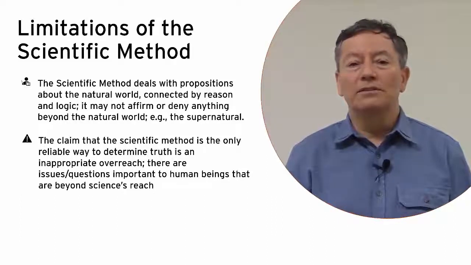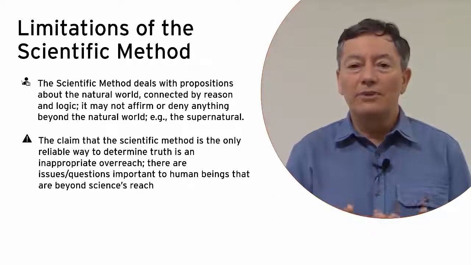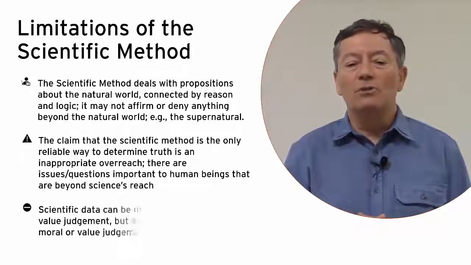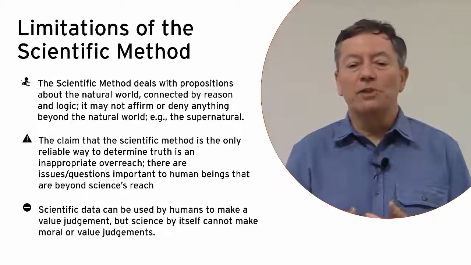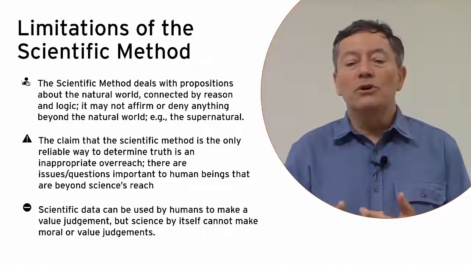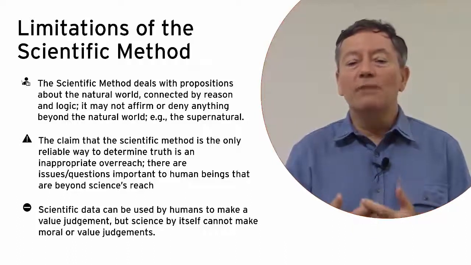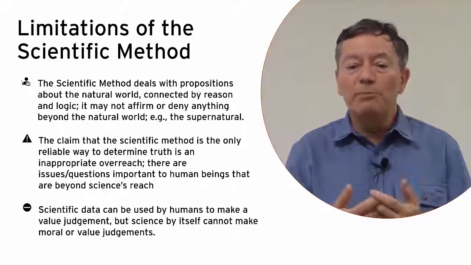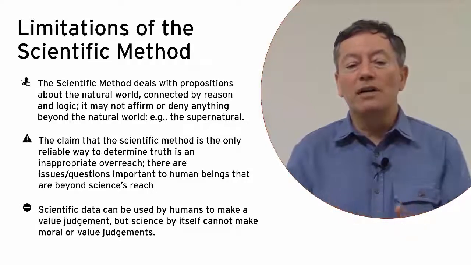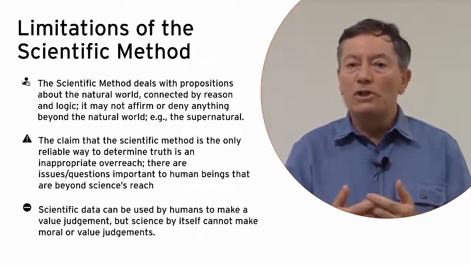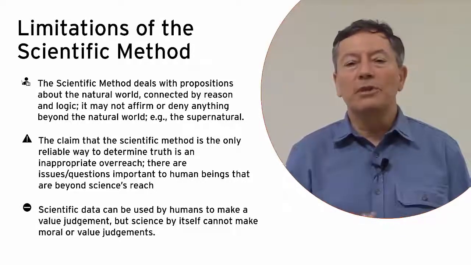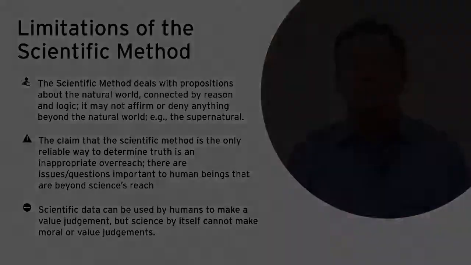Third and finally, science is often called upon to make moral or value judgments. It is important to note that science itself cannot make value judgments. People can make value judgments based in part on scientific information, but humans, not science, decide whether something is good or bad.